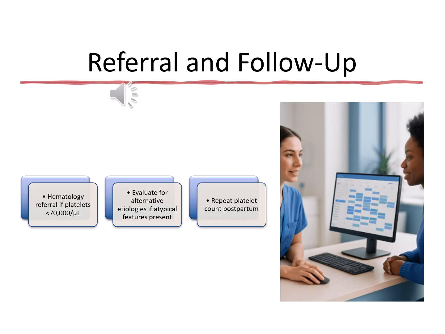Referral and follow-up. Referral to a hematologist is recommended when platelet counts fall below 70,000 per microliter, when thrombocytopenia develops early in pregnancy, or when lab findings suggest another etiology. Follow-up includes serial platelet monitoring throughout pregnancy and repeat platelet evaluation postpartum to confirm resolution. Most patients experience normalization of platelet count within 1 or 2 months after delivery.